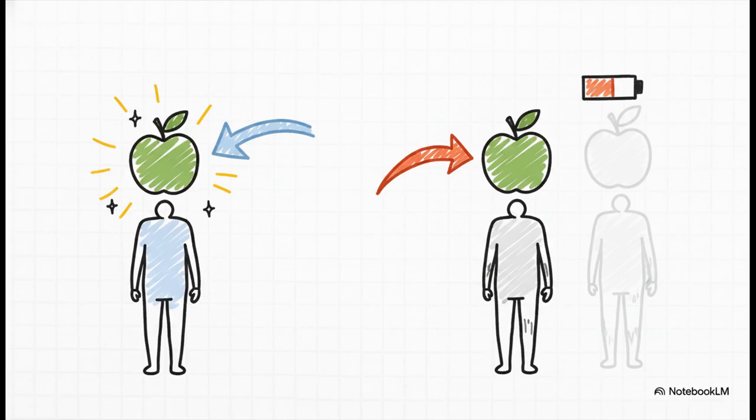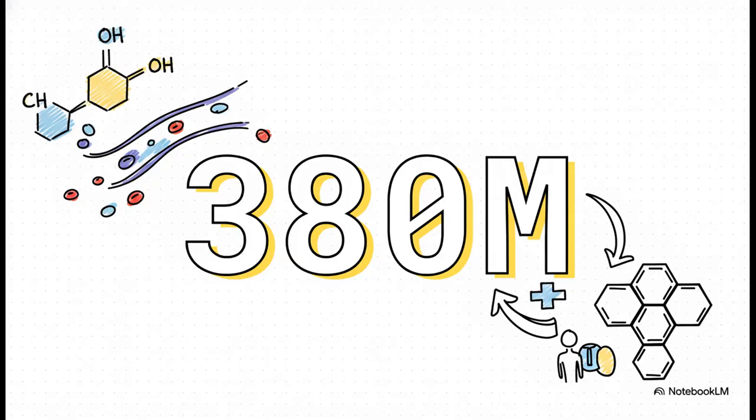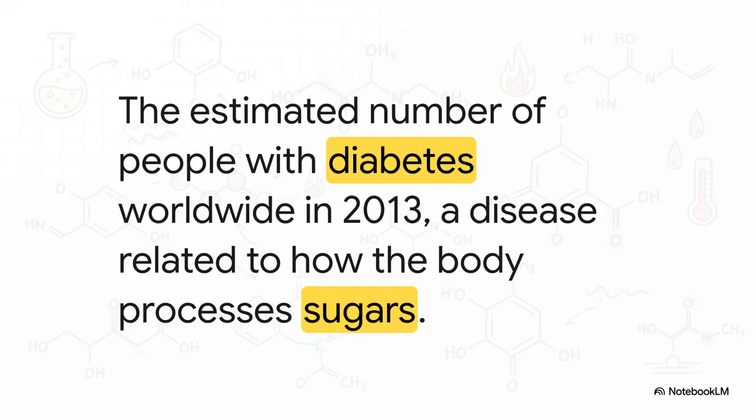But it's a very delicate system. And when the body's ability to manage these sugar molecules gets out of whack, the results can be really serious. I just want you to take a second and look at this number. 380 million. It's a huge number, and it represents a global health crisis that is directly tied to the simple chemistry we've been talking about. That was the number of people estimated to have diabetes worldwide way back in 2013. And diabetes is, at its core, a disease about the body's struggle to process sugars, those molecules built from alcohol groups in ether linkages. It's just a powerful, real-world reminder of how much this tiny molecular stuff really matters.